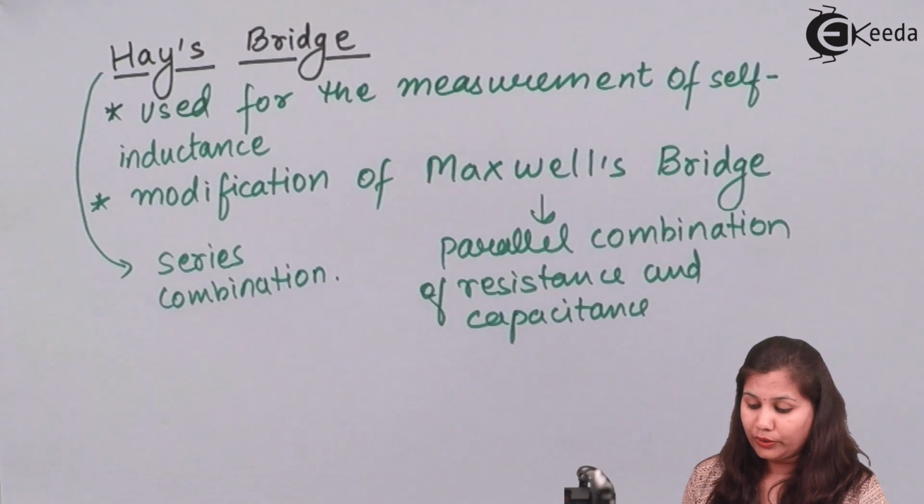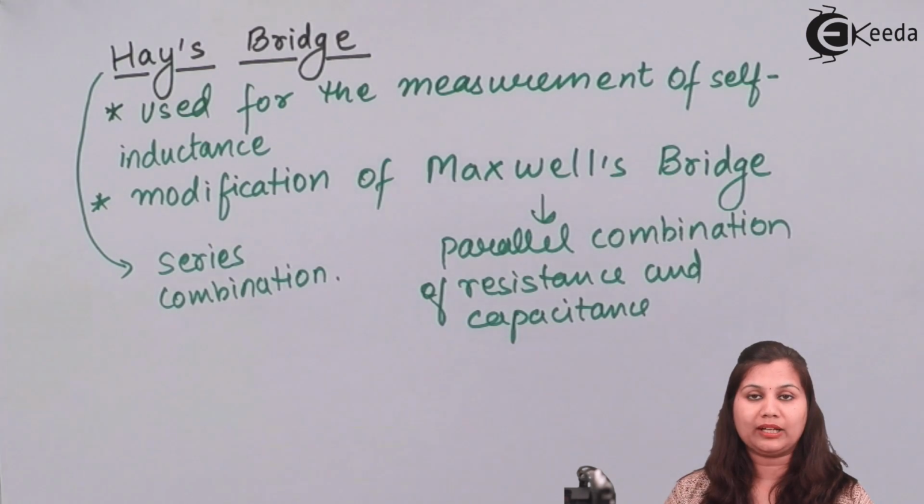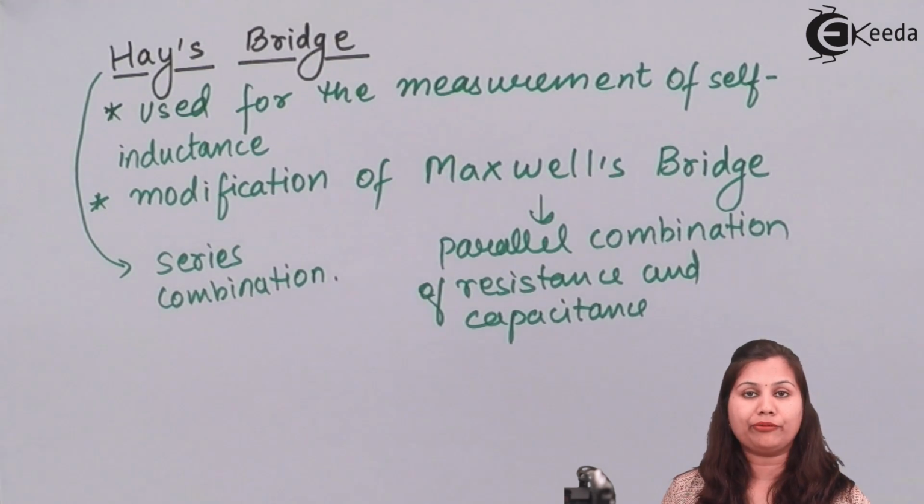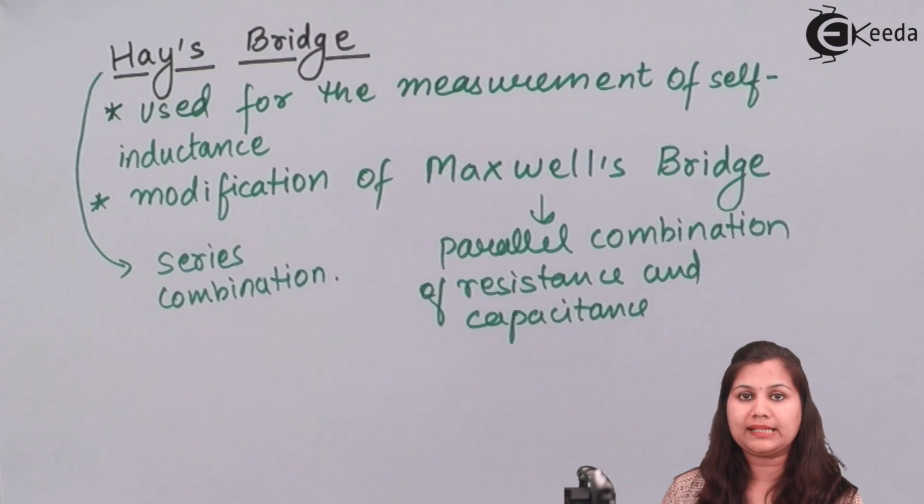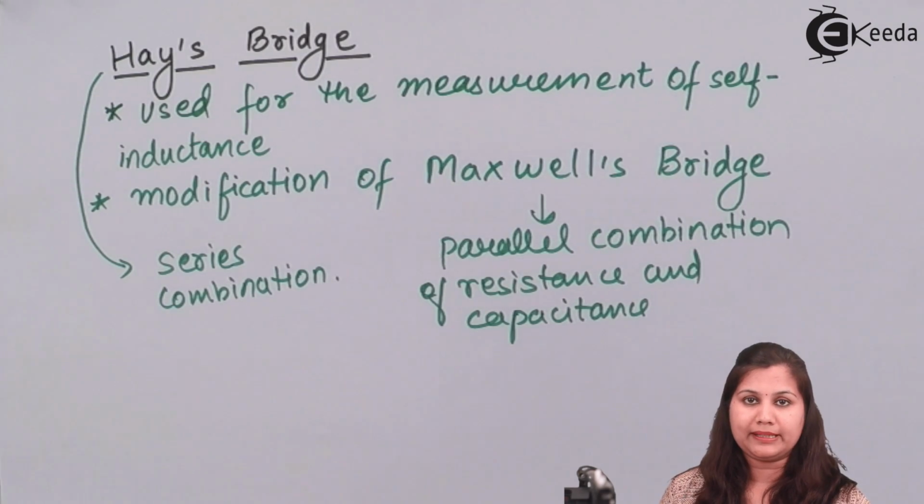Hayes bridge is a type of alternating current bridge. In the bridge network, we know that we have 4 arms, and in the 4 arms we have the 4 impedances. Out of the 4 impedances, 1 impedance is unknown and the remaining 3 impedances are known to us. The impedances are a combination of resistance, inductance and capacitance. We can have any combination like series or parallel in the circuit, and we are going to measure the value of the unknown impedance in terms of the known impedances.